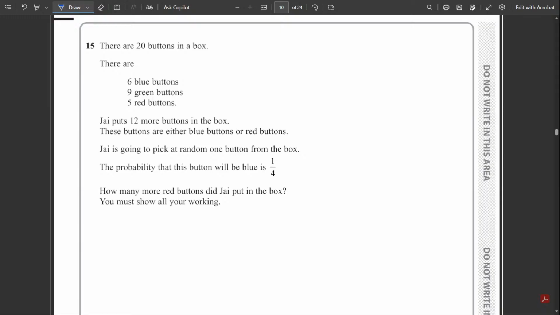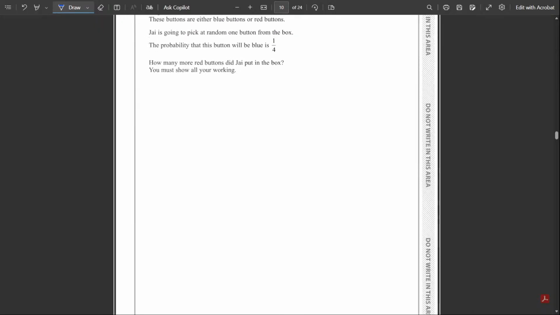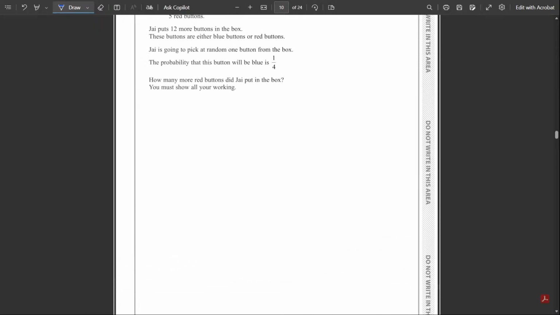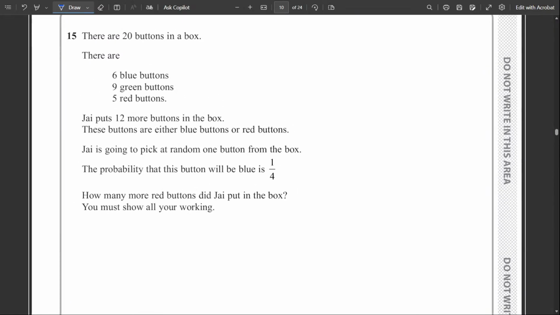So we have 20 buttons. Again, these kind of questions, if you don't know, you're going to do something with it, okay? Look, I read the question briefly and I still don't know what exactly it is. It's a 4-mark question. But I would start the question with something I know. So there are 20 buttons in the box. And then Jay puts 12 more buttons in the box. So how many buttons are there altogether?